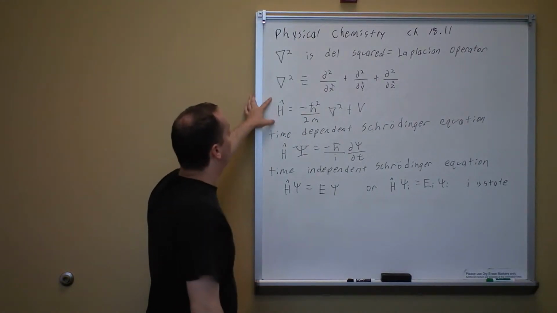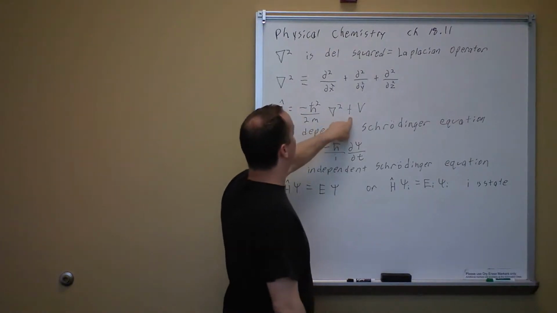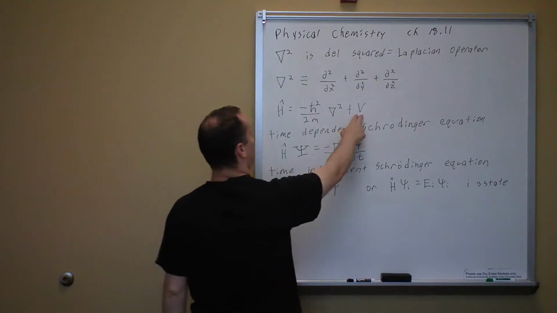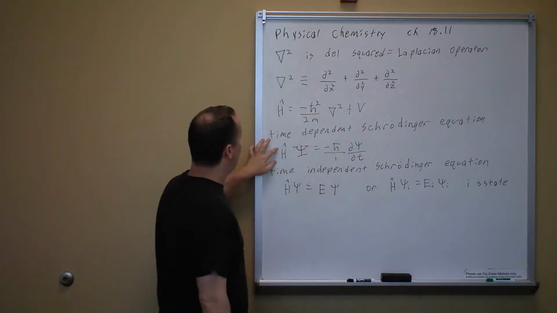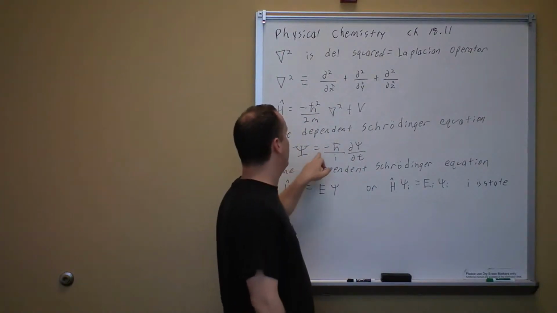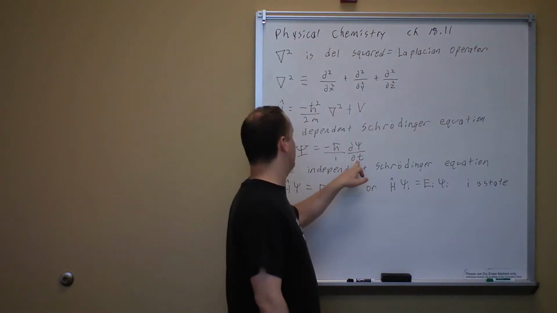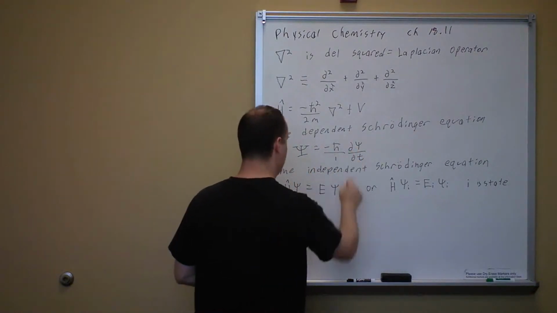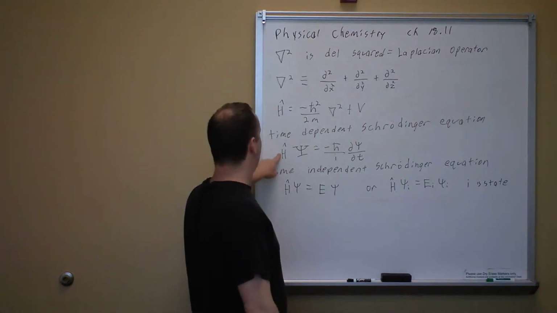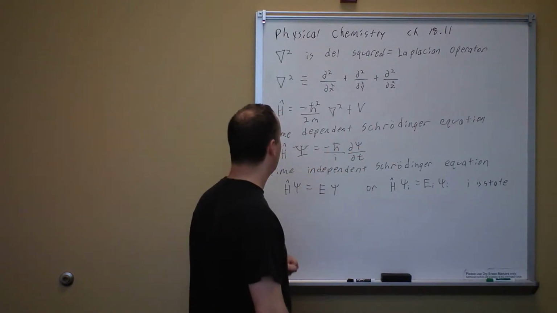So our Hamiltonian operator, by the way, would be equal to minus h bar squared over 2m times del squared plus V. And V here, of course, is the potential energy. So our time-dependent Schrodinger equation would be the Hamiltonian times capital psi is equal to minus h bar over i times the derivative of capital psi with respect to t. So we have our Hamiltonian operator, our function, derivative of the function, and then h bar over i.